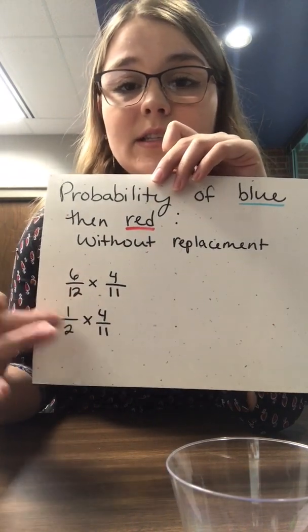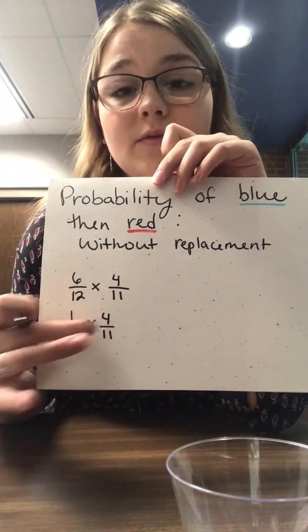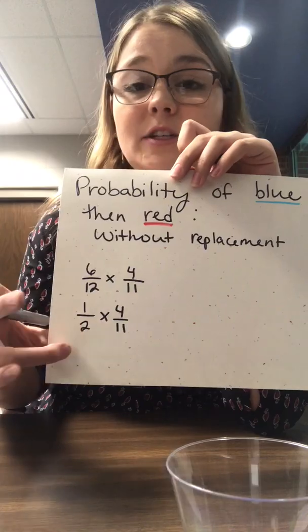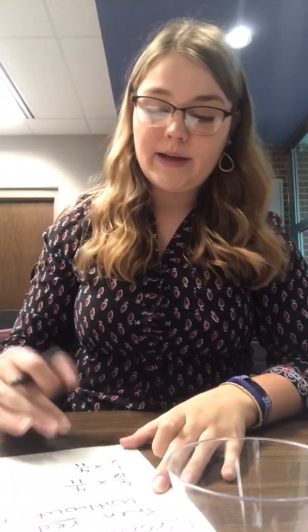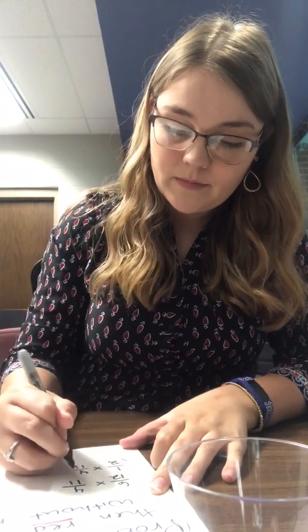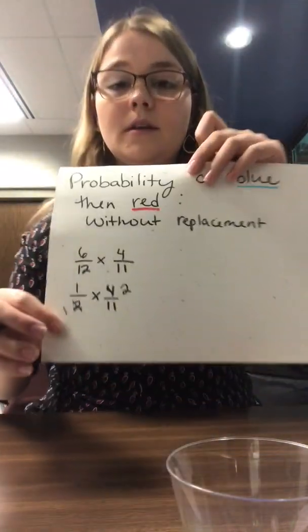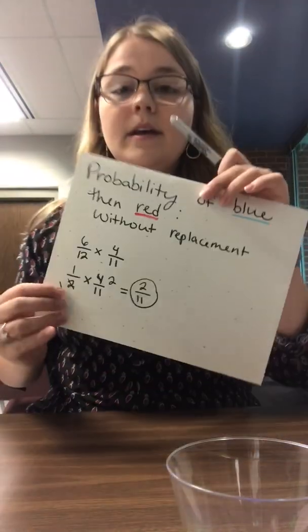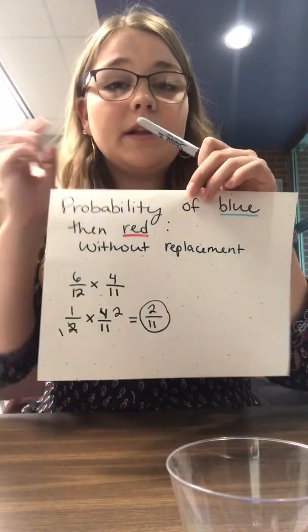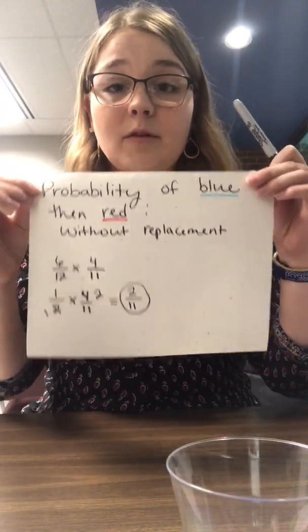So far, this is what I'm doing. 1/2 times 4 11ths. And if we look at these fractions, we can see that 2 goes into 4 twice. So what we can do is 1 and 2. And this is going to equal 1 times 2 is 2, 11 times 1 is 11. So the answer to our first one is 2 11ths, and that's the probability of blue and then red without replacement.